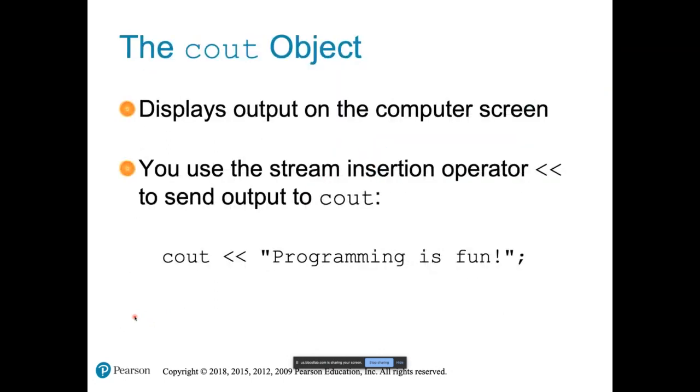The cout object, you have seen it. Notice it's an object. If you open up your Visual Studio and you do cout dot, you see a whole bunch of other member functions that you can use. So it is an object. It displays the output on the computer screen. Use the stream insertion operators, that's the less-than signs, to send it out. What you see is what you get is right here. This is what's going to be displayed to the screen.